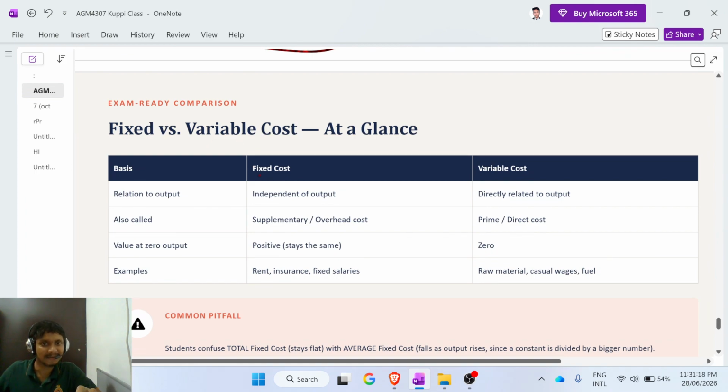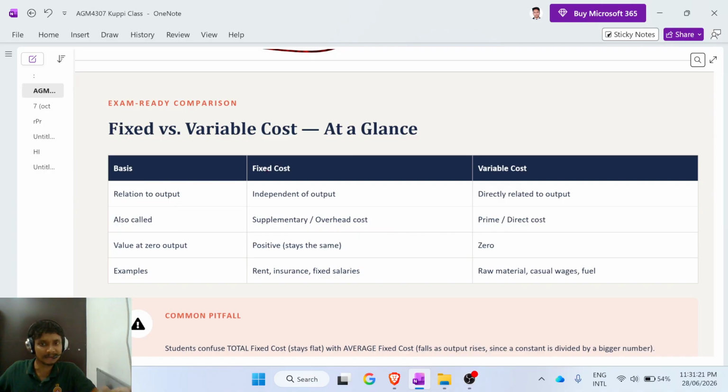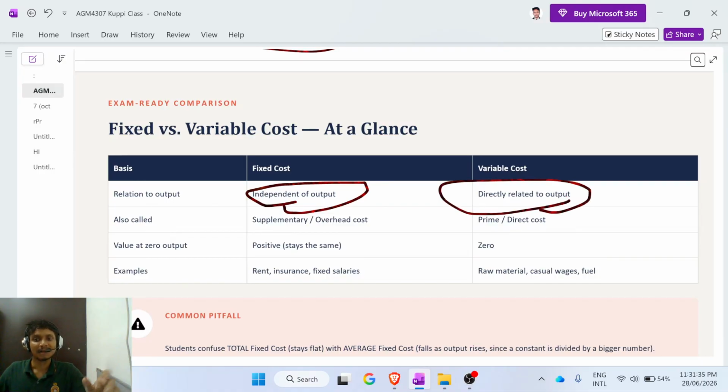Now we have got fixed cost. Now we are going to discuss fixed cost versus variable cost. Fixed cost is independent of output. We already discussed that, for example, rent. Variable cost is directly related to output. It will change according to my output. If I want 10,000 rotis, I want a specific level of flour. The required amount will increase according to our output.